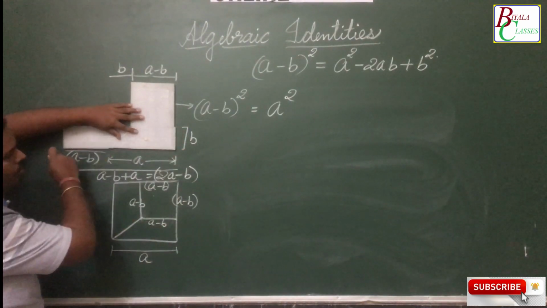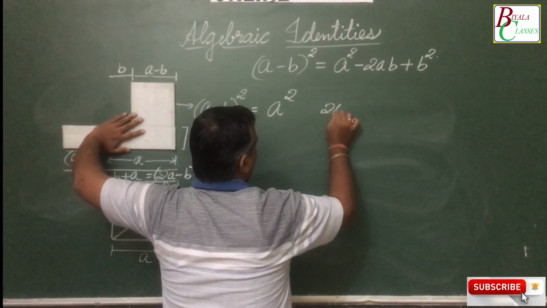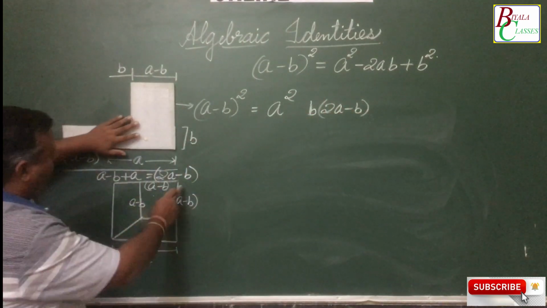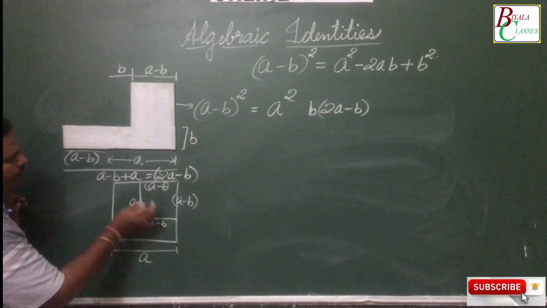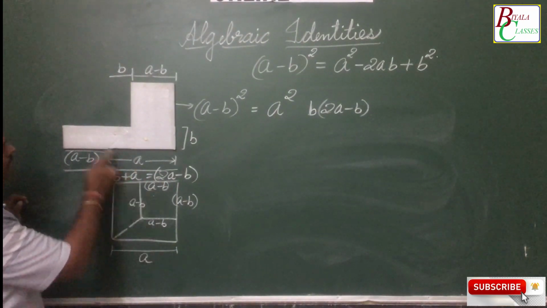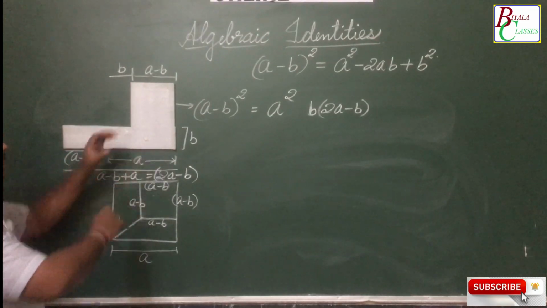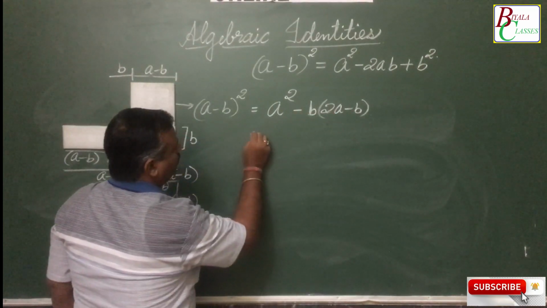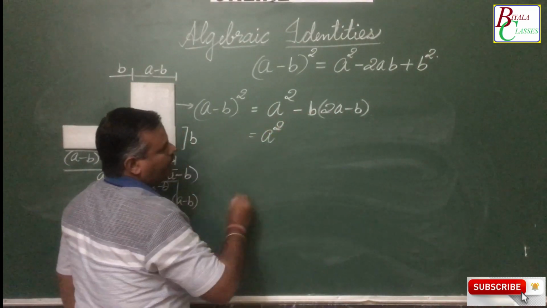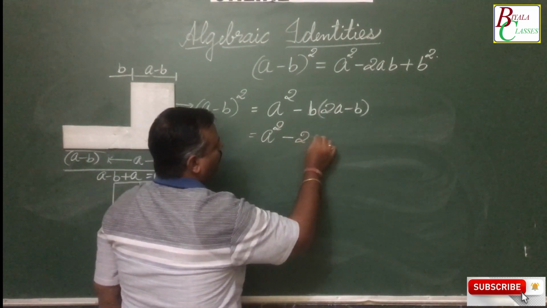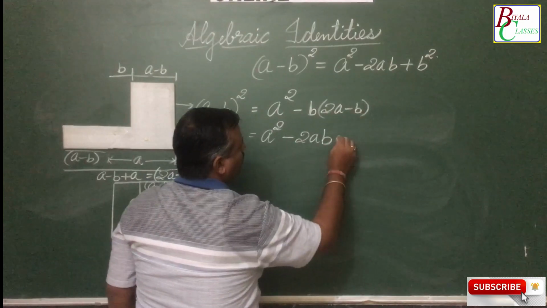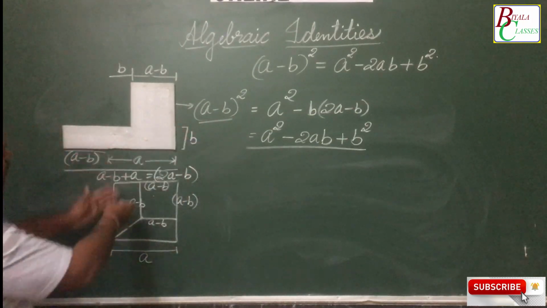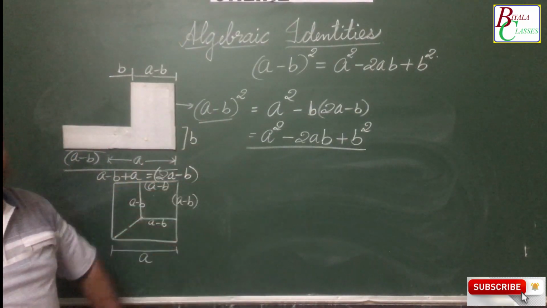Then what is the area of this whole? It will be 2A minus B multiplied by B. So from the whole area, if we subtract this L shape which is combined to form a rectangle, we get the area of this A minus B whole square. So we have to subtract these two. Now if you see, it is A squared minus, it becomes 2AB, and minus B multiplied by minus B becomes plus B squared. So in this way also we can get the geometrical proof of this.